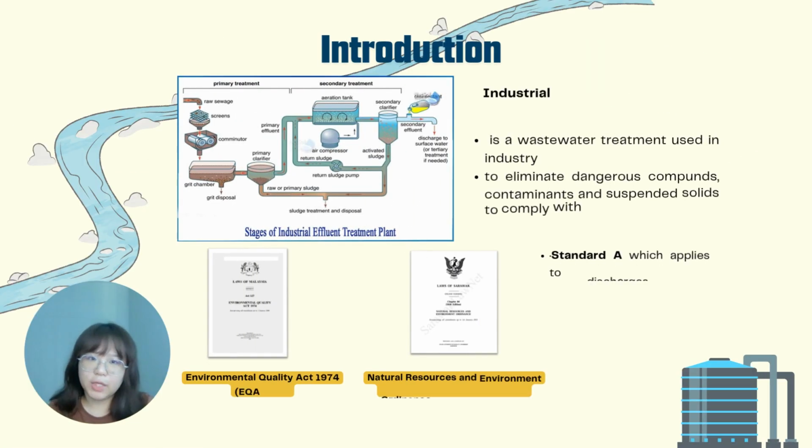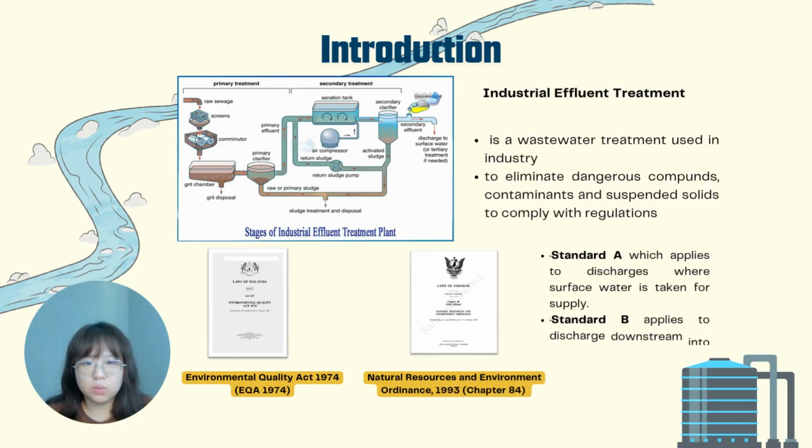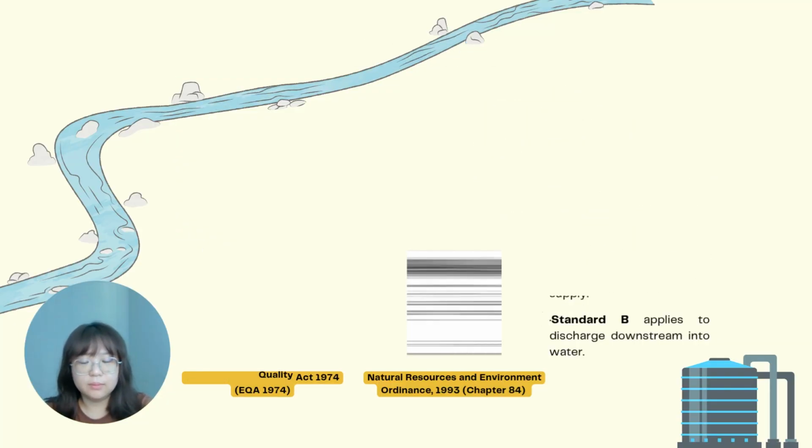Next, moving on to the introduction. IETS is a wastewater treatment system used in industry. The purpose is to eliminate dangerous compounds to complete remediation. The wastewater must be treated according to the Environmental Quality Act 1974, which is categorized into Standard A and Standard B, before it is discharged to the river.